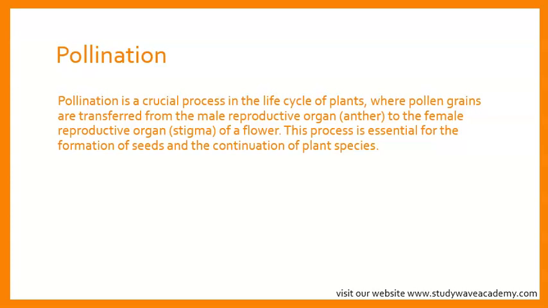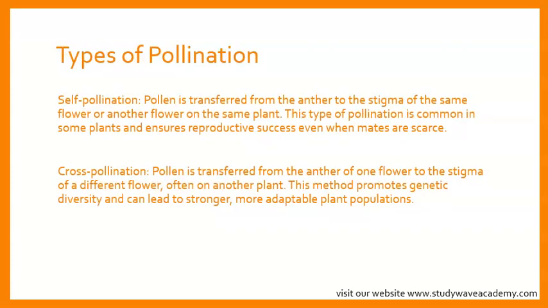good. So we're going to be looking at the types of pollination. There are two main types of pollination, okay? Self-pollination and cross-pollination.